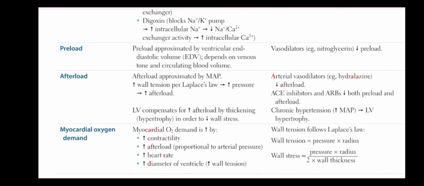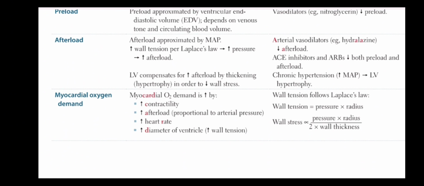Preload is approximated by ventricular end diastolic volume. It depends on venous tone and circulating blood volume. Vasodilators such as nitroglycerin decrease the preload and hence decrease the stroke volume. Afterload is approximated by the mean arterial pressure, which in turn depends upon the pressure generated by the arteriolar contraction. So increase in MAP, or mean arterial pressure, decreases the stroke volume due to increase in afterload.